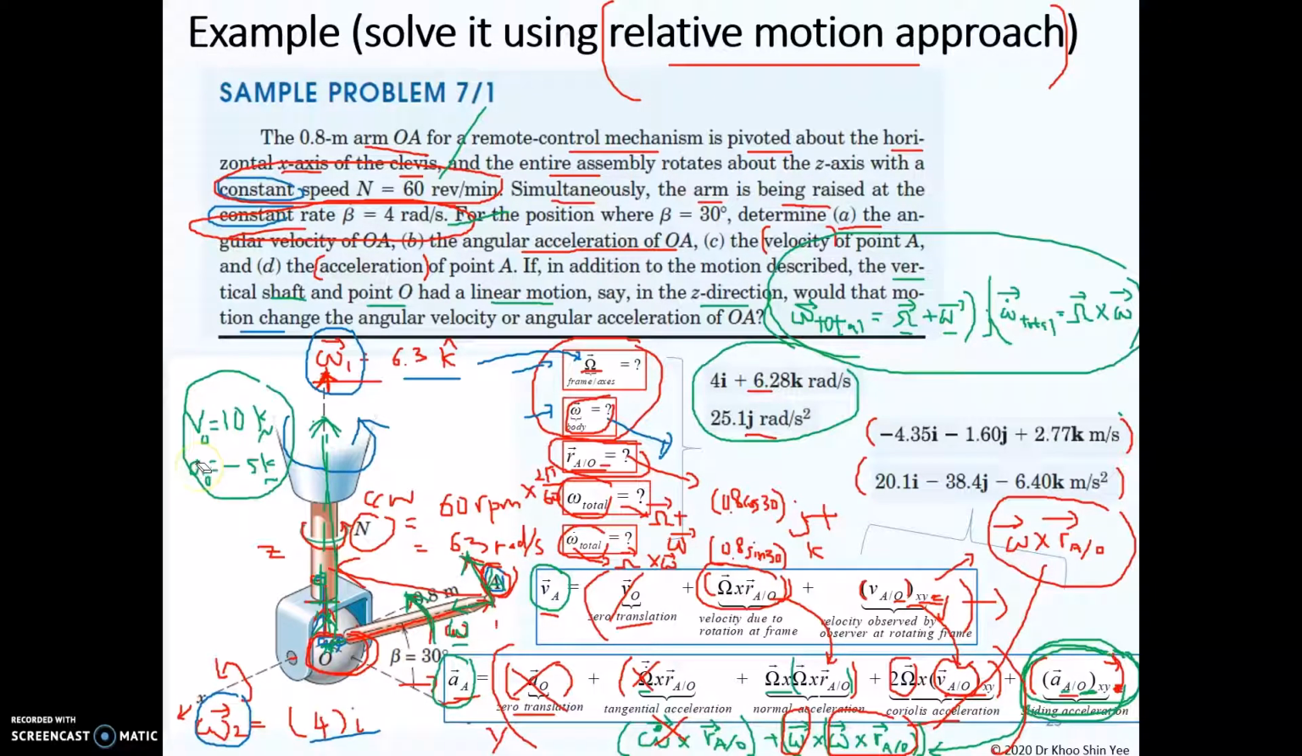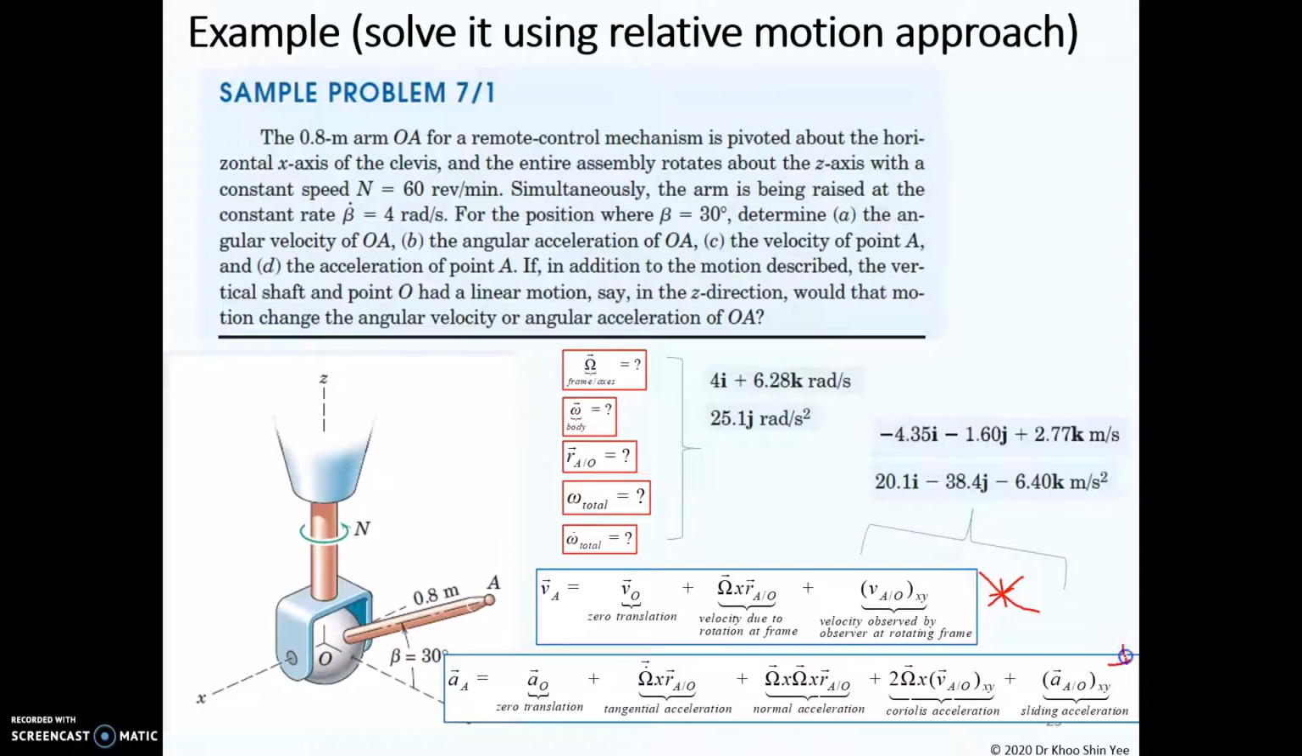Therefore, we need to substitute the velocity and acceleration at point O here into these two components. So you need to substitute it inside the equation and recompute the velocity and acceleration at point A. You should have a better idea now how to use the relative motion approach to solve a 3D kinematic problem like this case. Practice yourself to use these two equations and see if you can get the correct answer here.